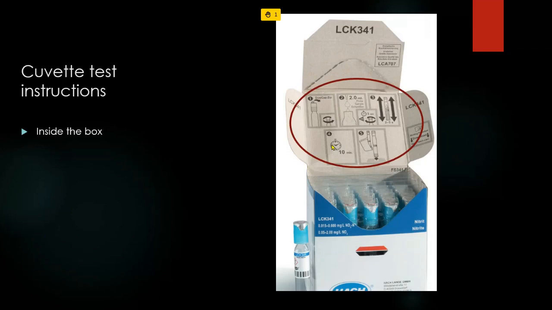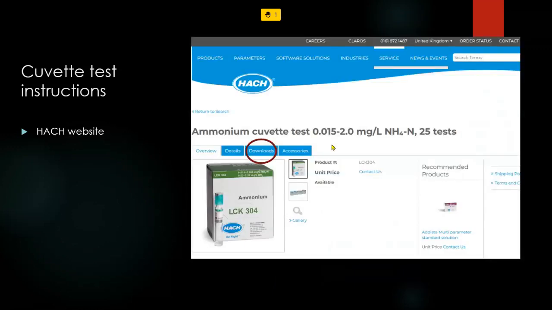Now, this is the cuvette test box. Inside the box, you will find the instruction to use this cuvette to do the analysis. There are pictograms, very simple, to remind you how to do the analysis, steps 1, 2, 3, 4. But the main instructions can be found on the website, where we have to download the PDF with the complete instruction.